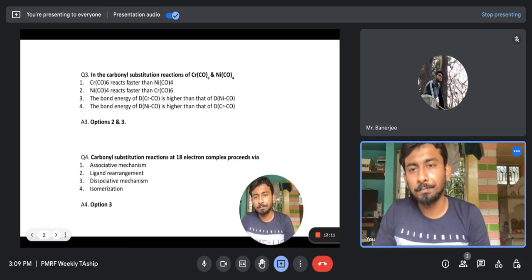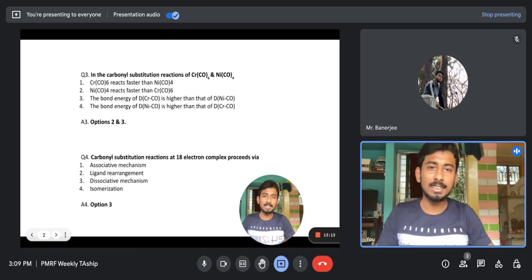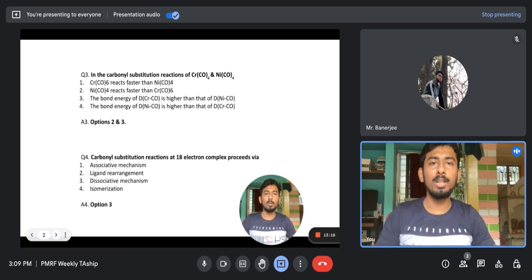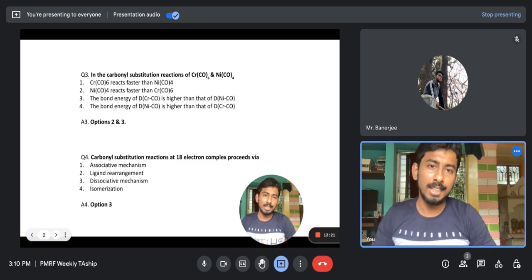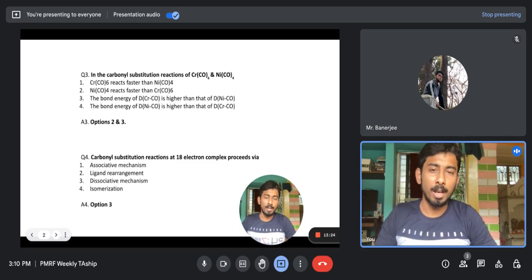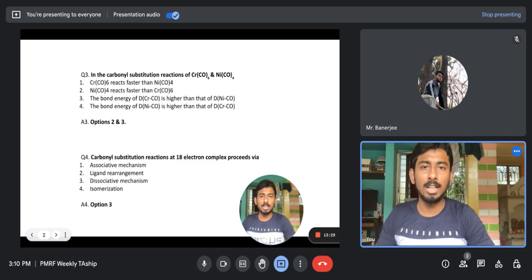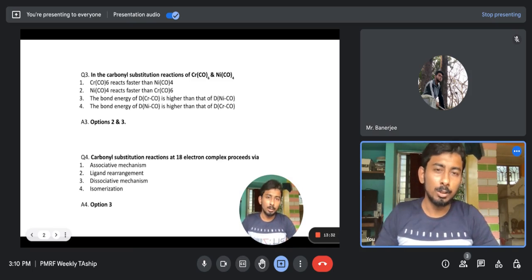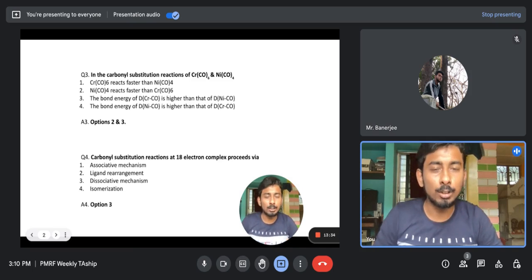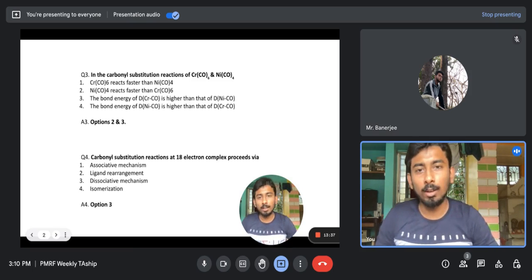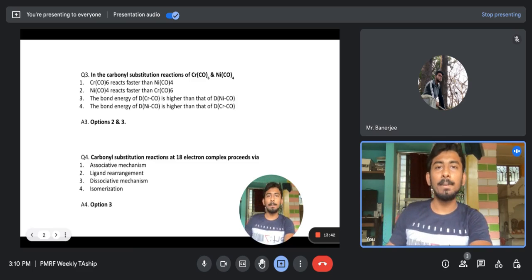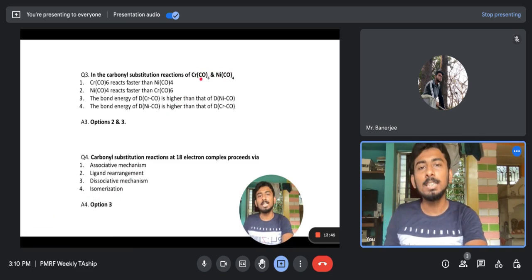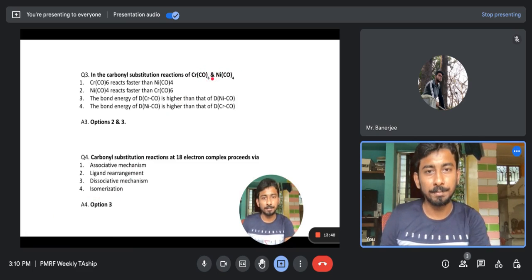Coming to the third question, in the carbonyl substitution reaction, the comparison is given between Ni(CO)4 and Cr(CO)6, that is, between tetracarbonyl nickel and hexacarbonyl chromium. In both cases, the metal atom is in the zero oxidation state because carbonyl is a neutral donor group. I've already told in the previous classes that the low oxidation state is 0 or +1.